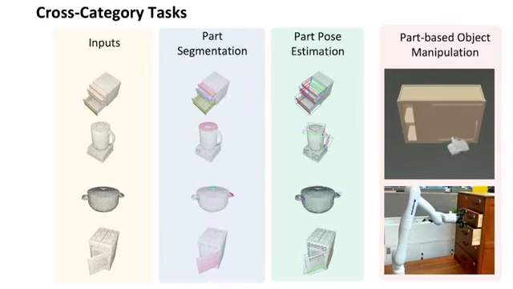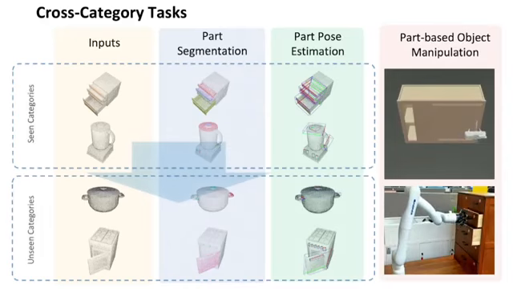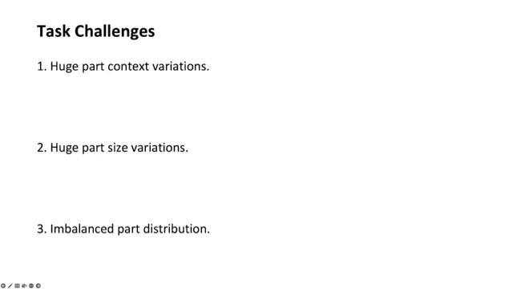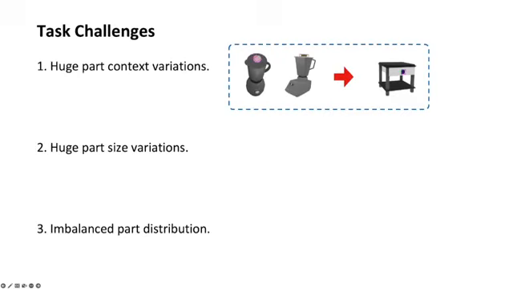Our method is trained on seen object categories, and needs to generalize to unseen object categories. Our tasks are challenging due to the following reasons. First, the context of a part class can vary significantly across different object categories. For example, in coffee machine category, round handles usually sit on the top of lids, whereas for table category, they often stand to the front face of the drawers.